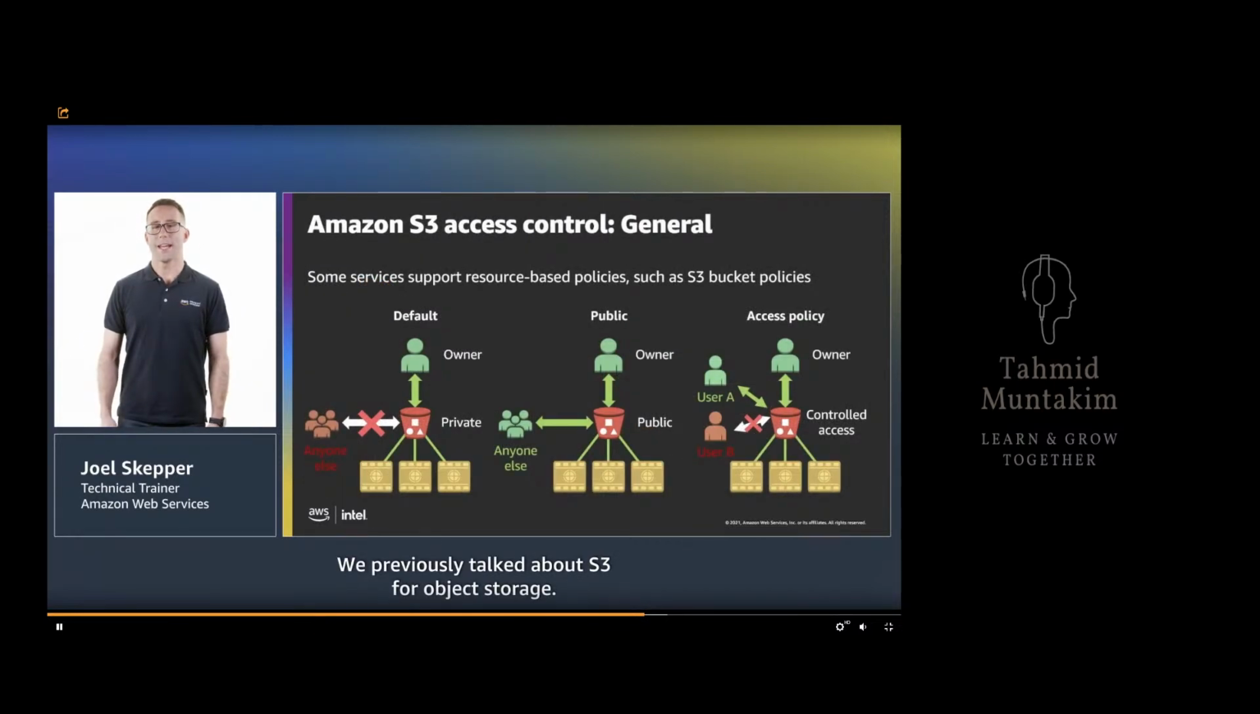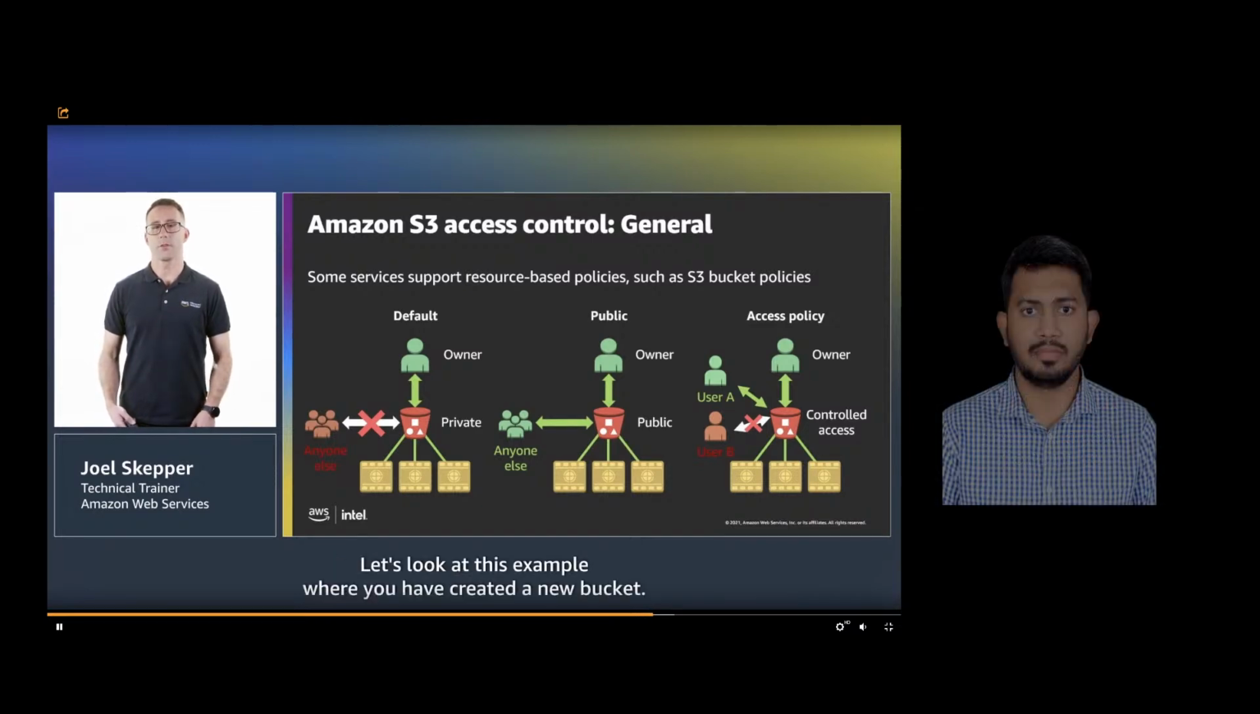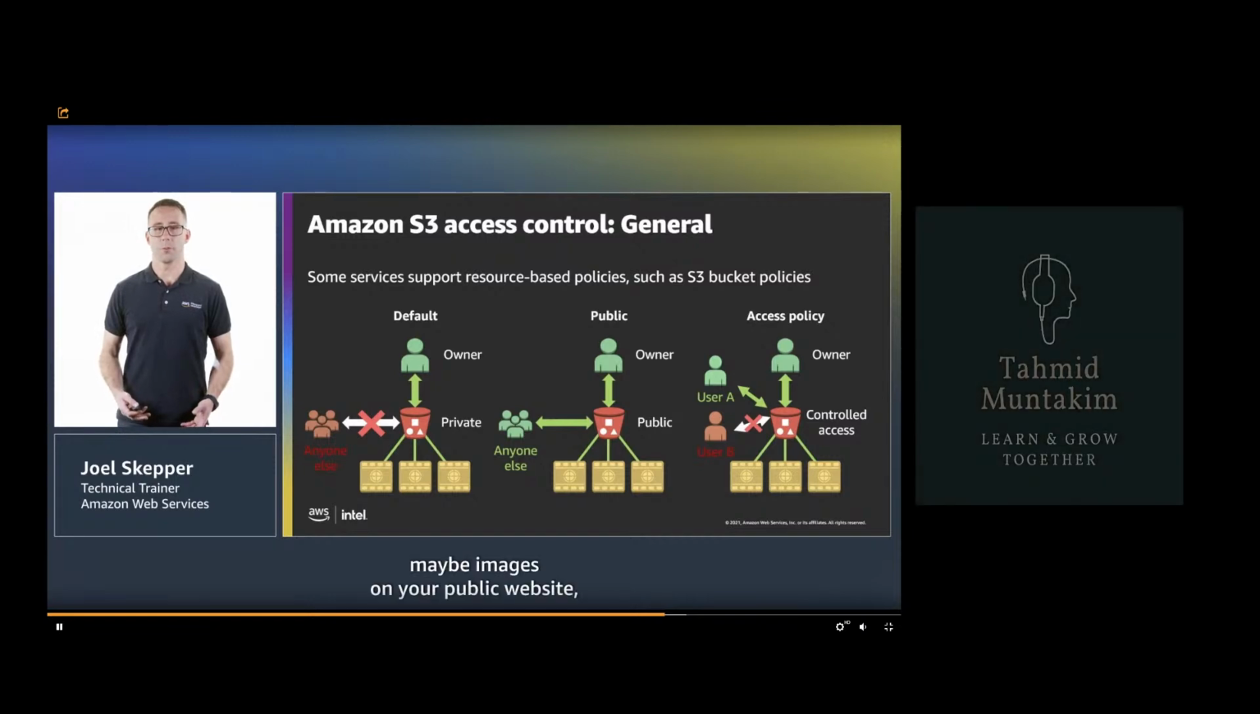We previously talked about S3 for object storage. S3 is an example of a service that can have a resource-based policy attached, in this case, a bucket policy. Let's look at this example where you have created a new bucket. The default access configuration blocks all access other than the owner. Maybe you want the ability to grant permissions to everyone, to make it public. This is useful if you have content that you want to share publicly. Maybe images on your public website, or a new PDF brochure advertising the latest product you're selling.